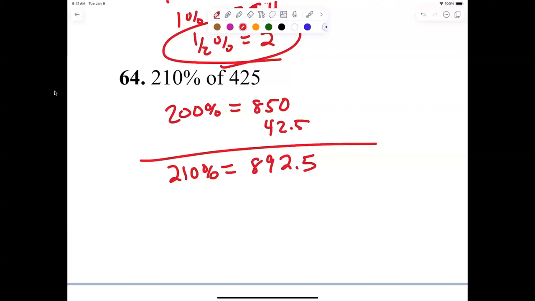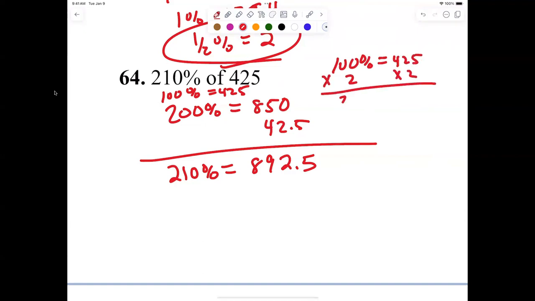Listen to Titus real quick. What's the matter, Titus? Why don't you do 850? Because we want 200%. 100% is equal to 425, right? Double it, because that's 200%. You hear me? 100% is equal to 425. So if I multiply that by 2, I get 200% is equal to 850.